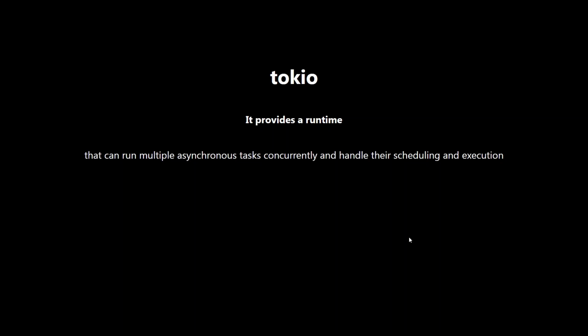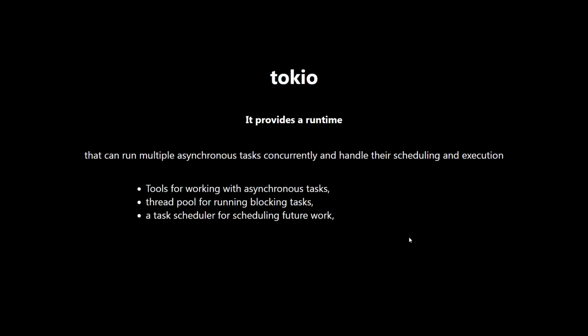One of the main features of Tokio is its advanced scheduler, which provides efficient execution of multiple asynchronous tasks. It provides a runtime that can run multiple asynchronous tasks concurrently and can handle their scheduling and execution. Tokio also provides a number of useful abstractions for working with common I/O operations, and a number of other features such as tools for networking with asynchronous tasks, a thread pool for running blocking tasks, a task scheduler for scheduling future work, synchronization primitives and channels.